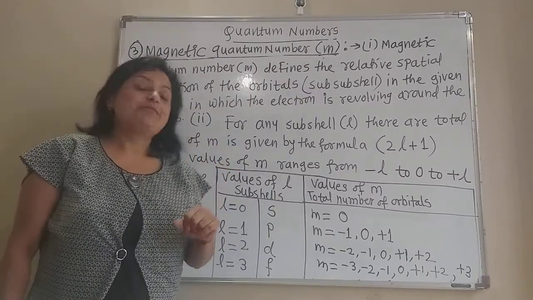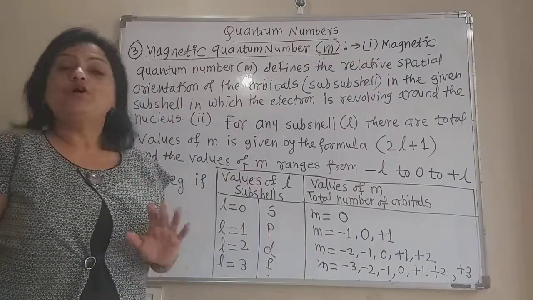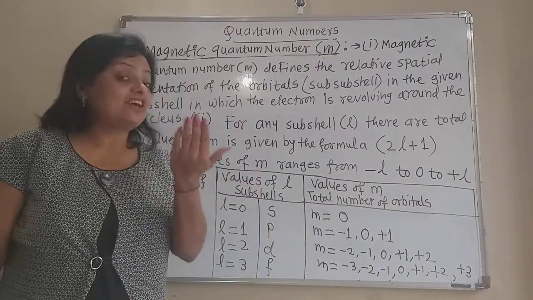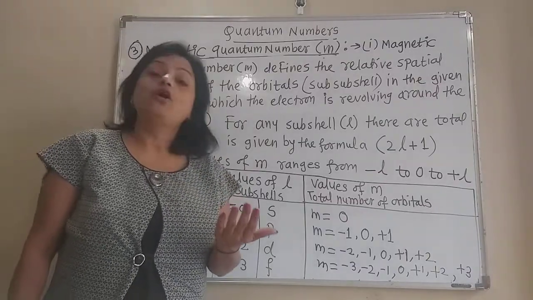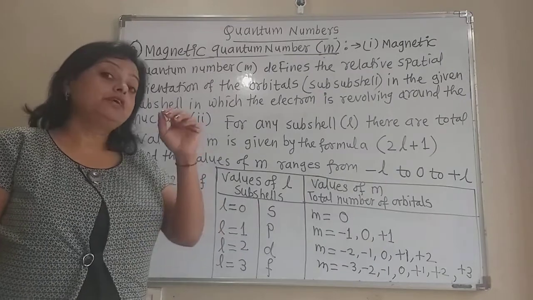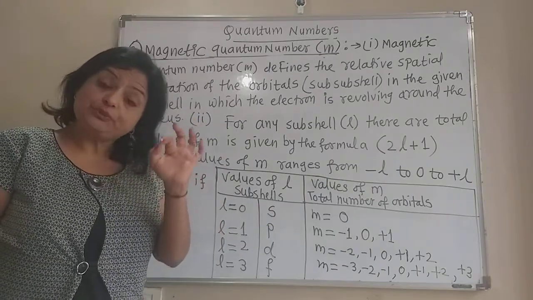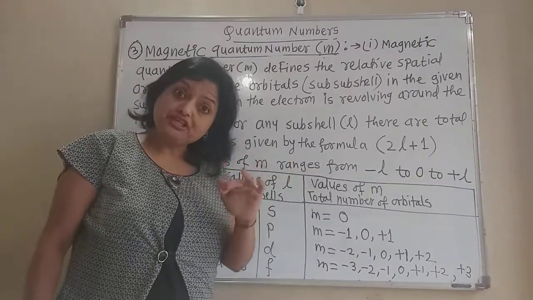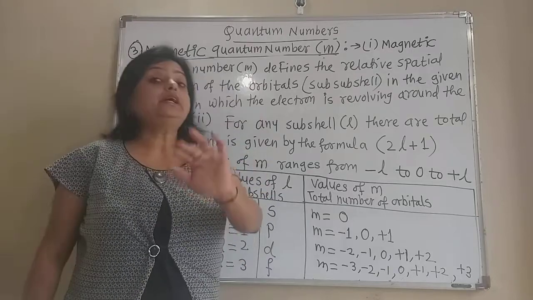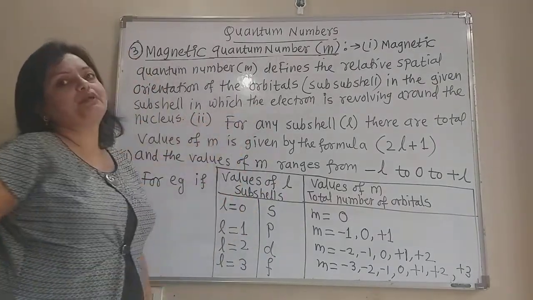That means the magnetic quantum number gives the sub-subshell, because inside that subshell there are again smaller divisions called orbitals. So the orbital in which the electron is actually present around the nucleus, in the main shell and in the subshell, is given by this magnetic quantum number m.